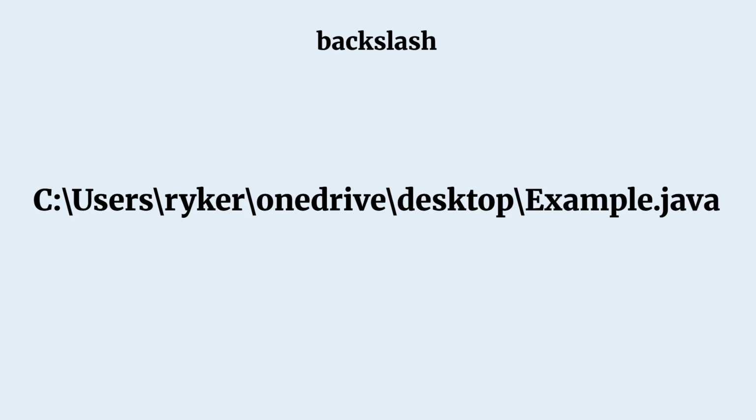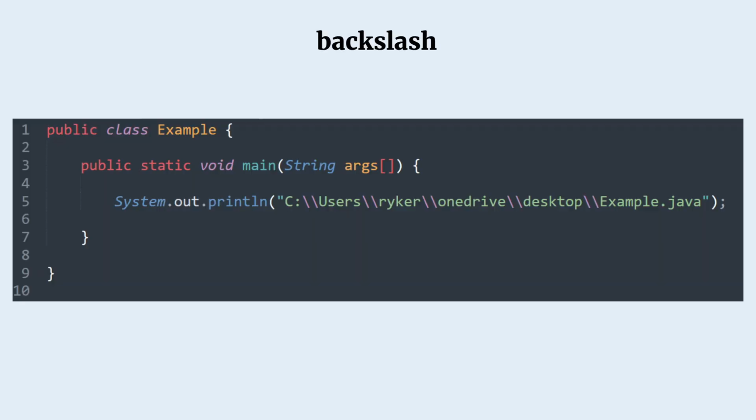Next is the backslash. Let's say we want to print the file path for the Sublime file I am working on. In this string, the backslashes are the issue. As we are going over right now, the backslash is used to signify that we want to start an escape sequence. So in order to show that we are actually using a backslash in the string, we must include 2.